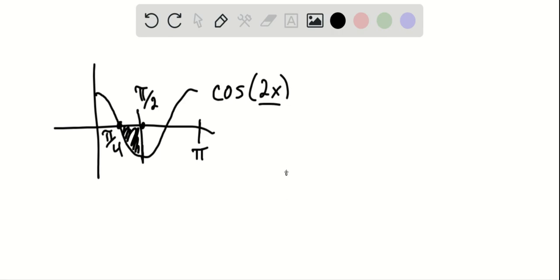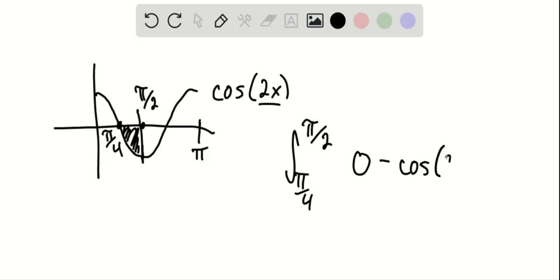Now, if I were doing this, that pi over 4 is your lower bound, your pi over 2 is your upper bound, and it's 0 as your upper function, y equals 0. That's the x-axis, in case you didn't know, minus cosine of 2x dx. But some of you might be sitting there and say, what's the point of writing 0? You actually don't need to write that out. But that's why it's a negative there.